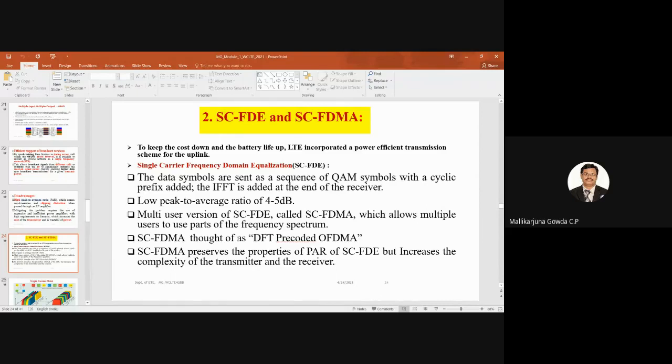Okay, hope you are able to understand now in what way SC-FDMA is different from SC-FDE. SC-FDE is for single user. If I want to extend that for multi-user, then I call that SC-FDMA. SC-FDMA will preserve the peak to average ratio properties of SC-FDE, but it will increase the complexity of the transmitter and the receiver.